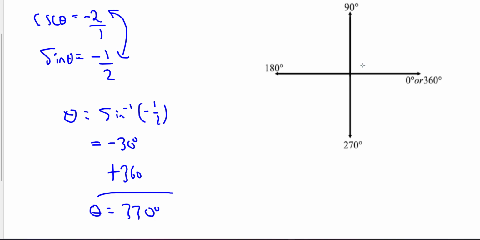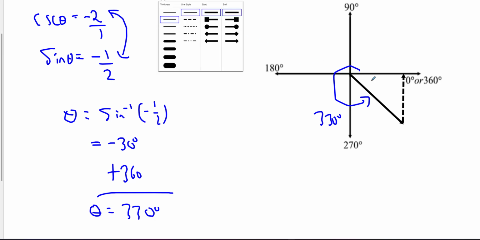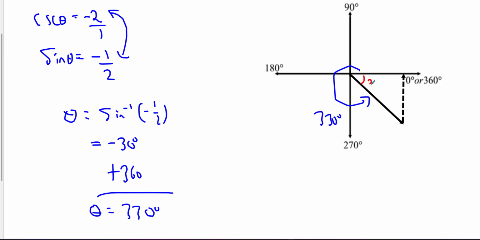So now I know my terminal arm has to be here. And I know that this is 330 degrees. That means I know the angle inside my triangle is 30 degrees. All right, so the angle inside is 30 degrees. Perfect. We got an answer. Are we done? No, we're not done. Because we can have multiple answers. Remember, you can have at least 2.